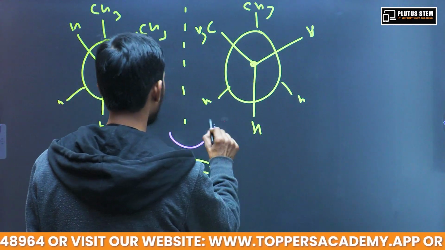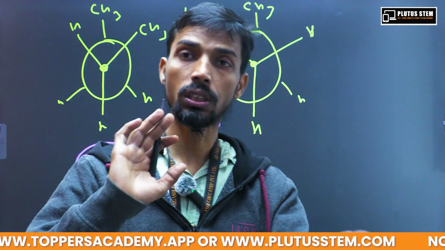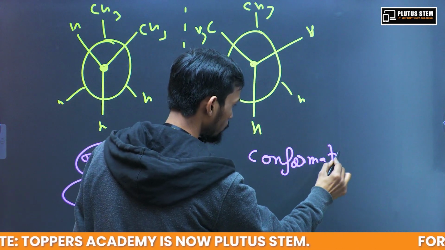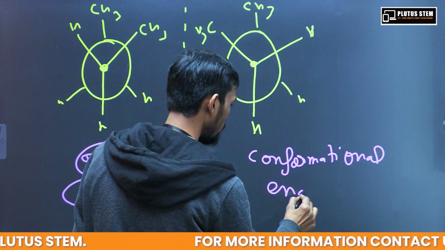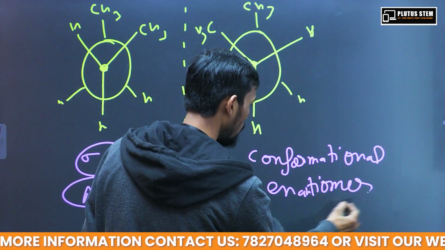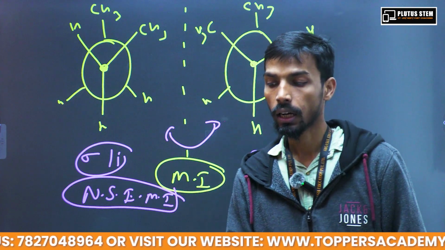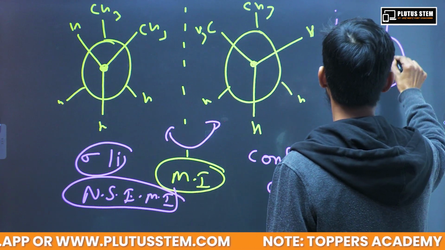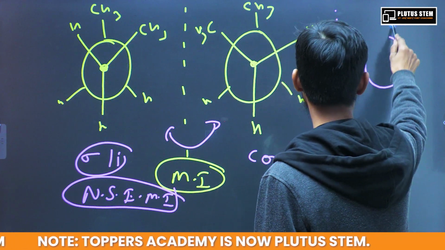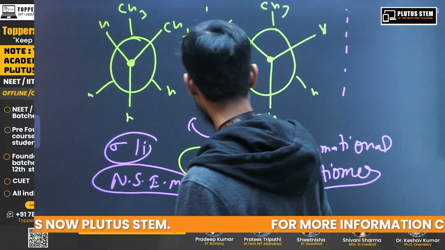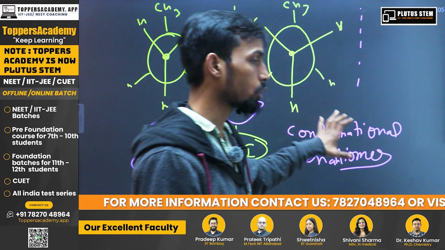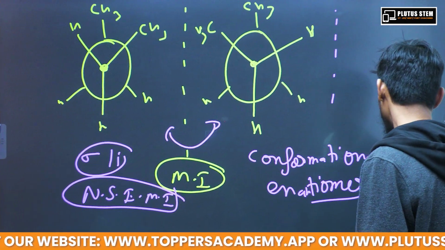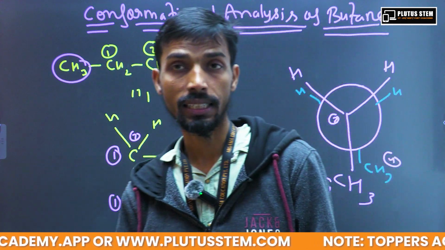So those enantiomers which are non-superimposable mirror images of each other, due to single bond rotation, are conformational enantiomers. These are conformational enantiomers. In the same way, those stereoisomers can also be termed conformational enantiomers because they are mirror images of each other but non-superimposable mirror images. So a new name can be given to such compounds, conformational enantiomer.